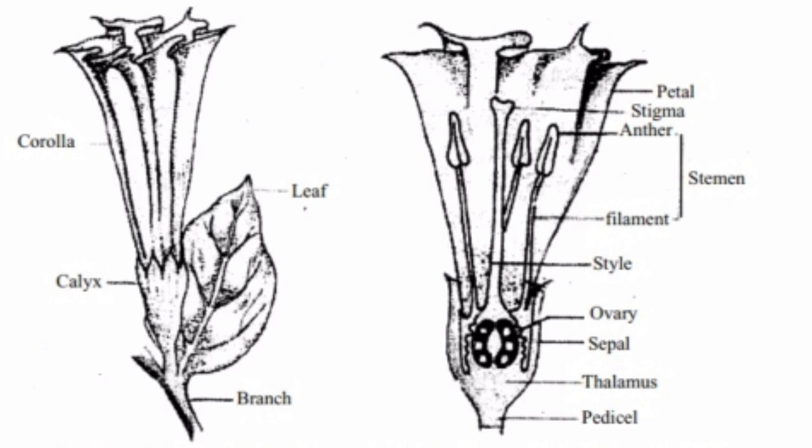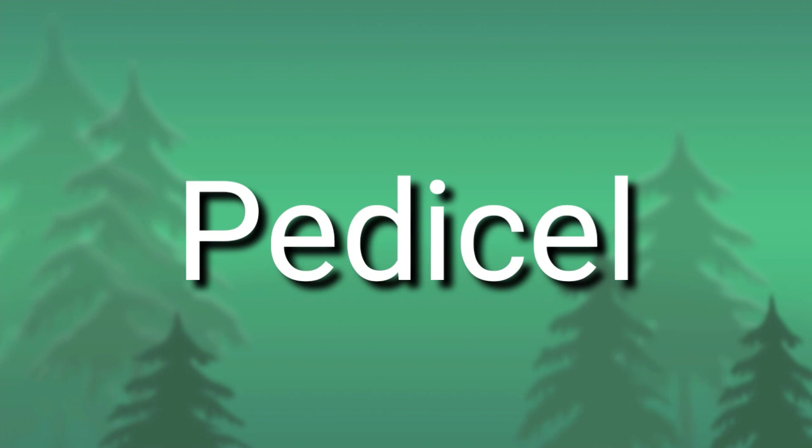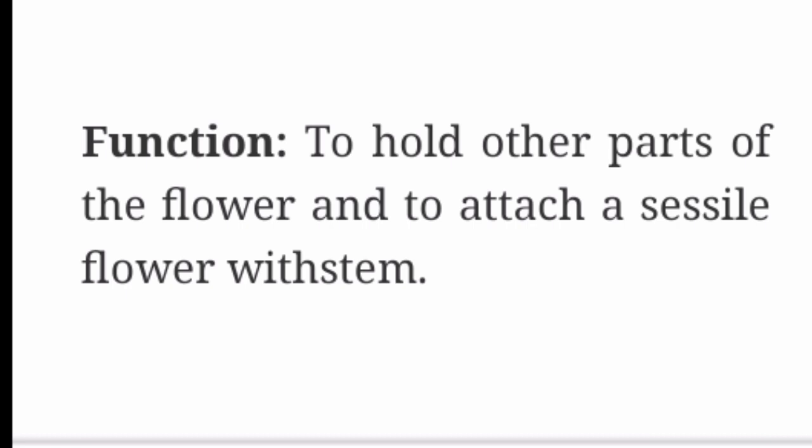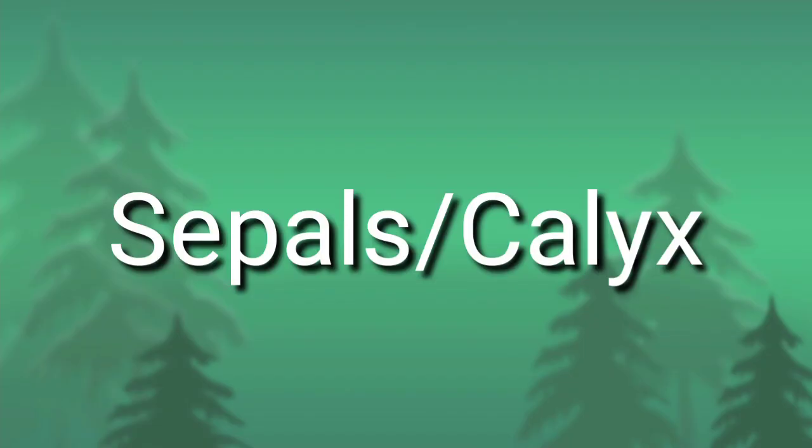Corolla, that means petals. Calyx, that means sepals. Leaf and branch. Here in second image you can see petals, stigma, anther, stamen, filament, style, ovary, sepal, thalamus and pedicel. Pedicel. What is the function of pedicel? To hold other parts of the flower and to attach sessile flower with stem.